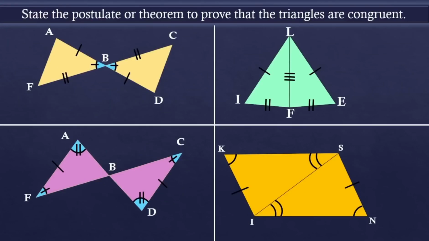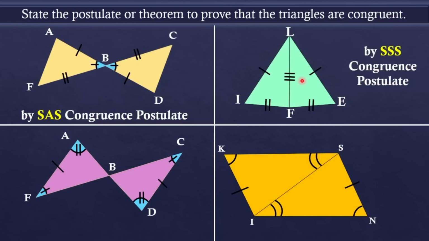Okay. We have here 4 sets of figures. Now, can you please tell me if it's SAS, AAS, SSS, or ASA? Okay, so for our first figure, as you can see, our angle is included. So this is SAS congruence postulate. Next, as you can see, we have 3 sides of a triangle congruent to another 3 sides of another triangle. So therefore, this is SSS congruence postulate.